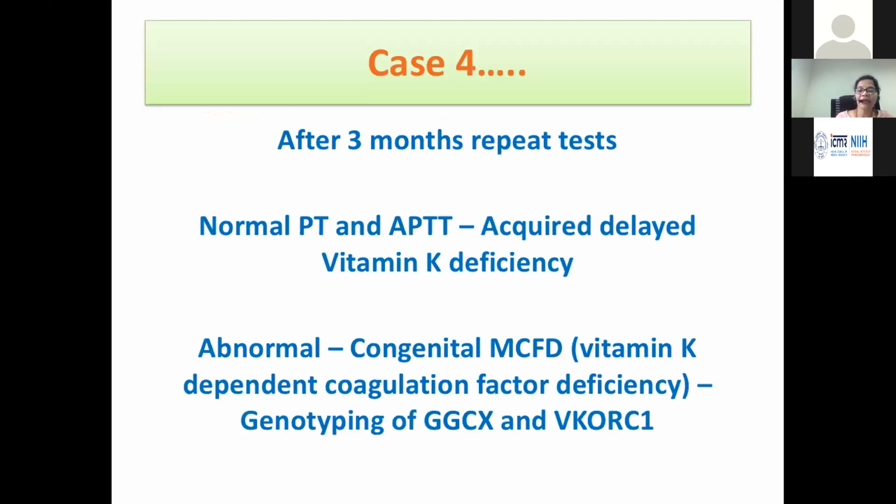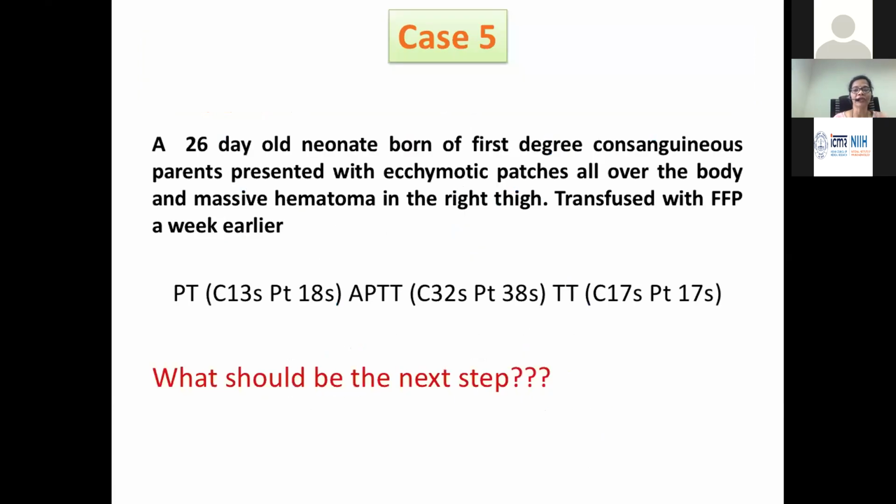So you repeat, and if it doesn't get corrected after 3 months, then you can give a diagnosis of congenital multiple coagulation factor deficiency, and they should go further for genetic investigations to further confirm the diagnosis of congenital vitamin K dependent coagulation factor deficiency.